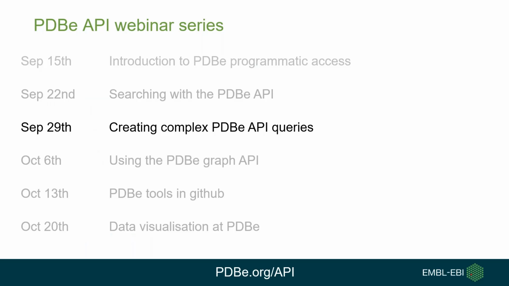This is the third webinar in a series of 6. There were 2 previous webinars on General Introduction and PDBe Search API. There will be 3 more upcoming webinars ending on October 20th.